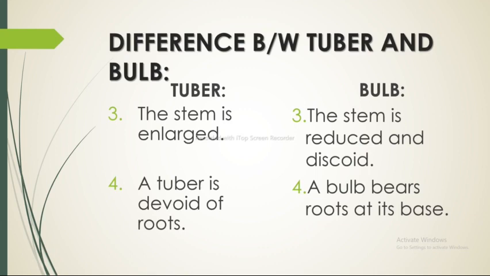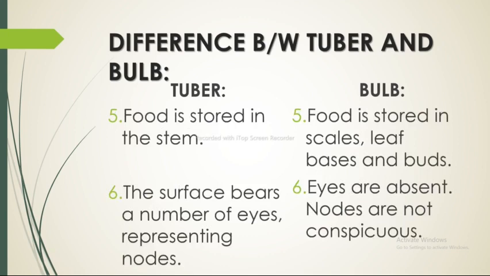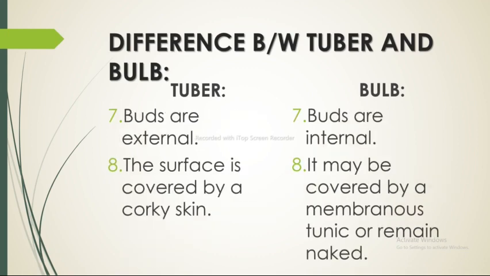Tuber, a tuber is devoid of roots. Bulb, a bulb bears roots at its base. Tuber, the food is stored in the stem. Bulb, the food is stored in scales, leaf bases and buds. Tuber, the surface bears a number of eyes representing the knots. Bulb, the eyes are absent, knots are not conspicuous. Tuber, the buds are external. Bulb, the buds are internal.